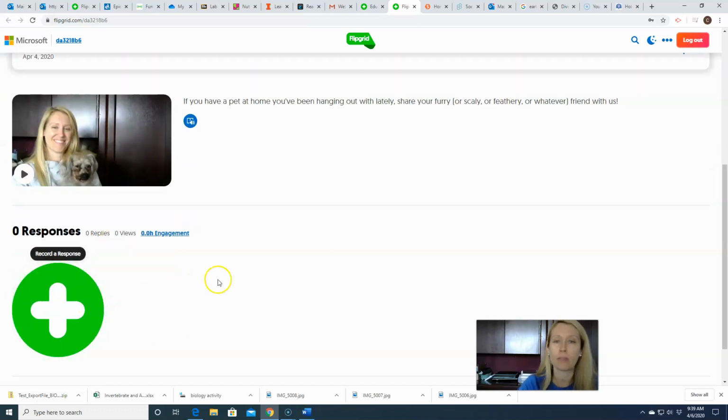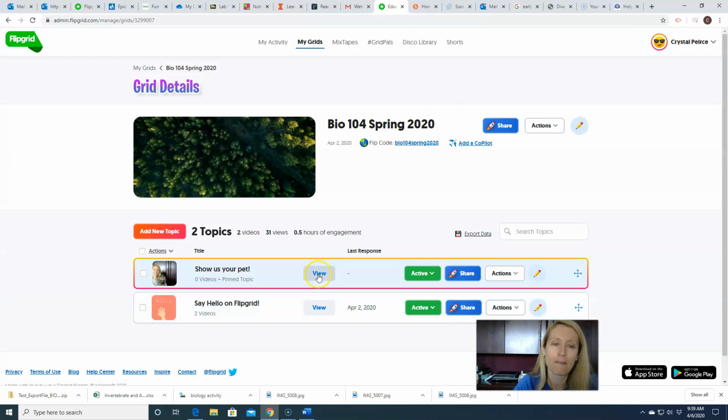So you would click on the plus button and tell us about your pet, your furry pet, or your scaly or leathery or feathery or whatever kind of pet you have. So if you just want to share it with us, this is just kind of something fun to add to things so that we can see and interact with each other a little bit more.